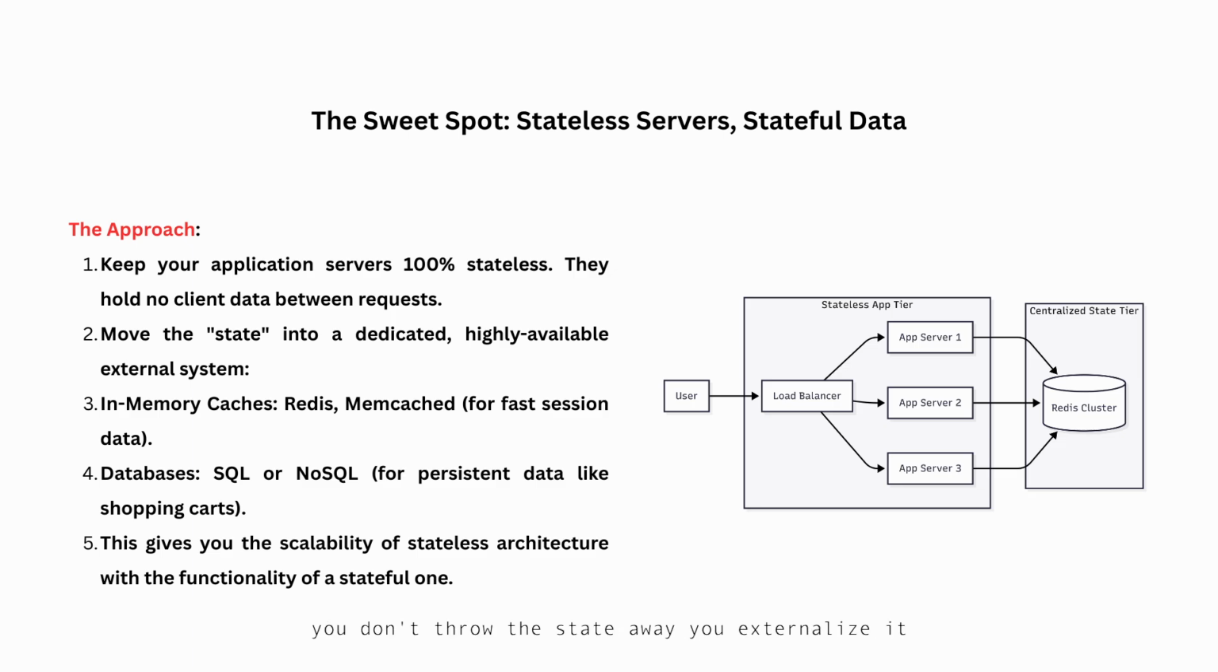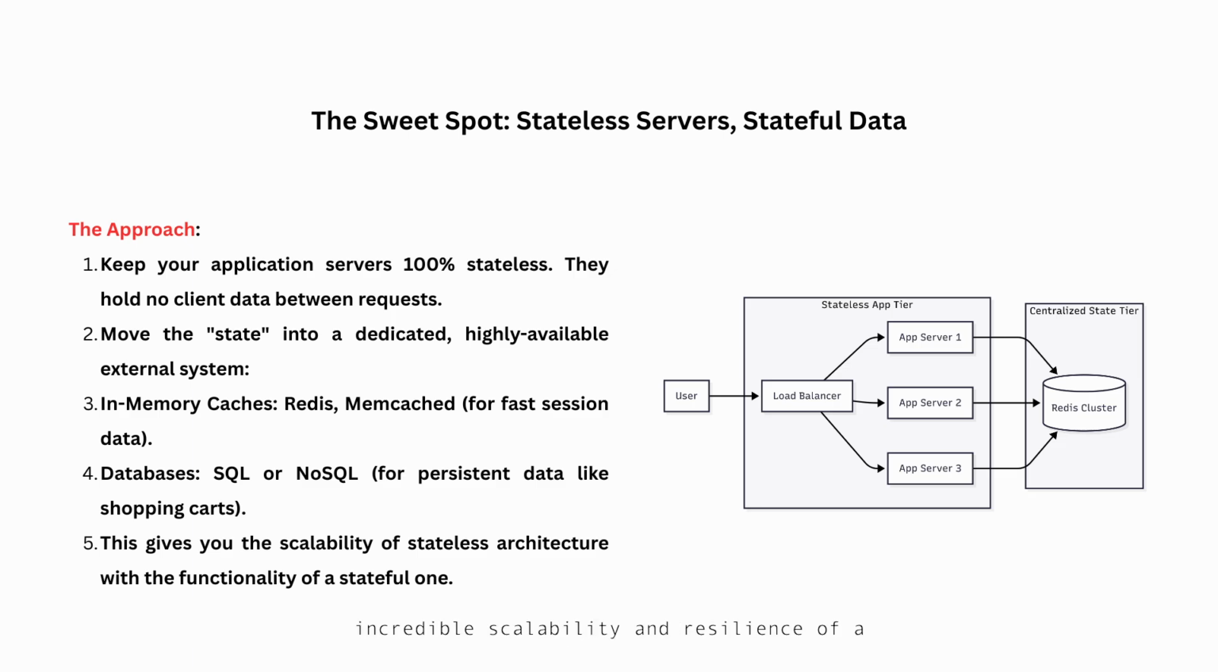However, you don't throw the state away, you externalize it into a dedicated centralized system that is built for speed and fault tolerance, like a Redis cluster or a highly available database. Now, look at the flow. A user's request can hit any app server. The server then makes a quick network call to Redis to fetch the user session's data. It does its work, maybe updates the session and writes it back to Redis.